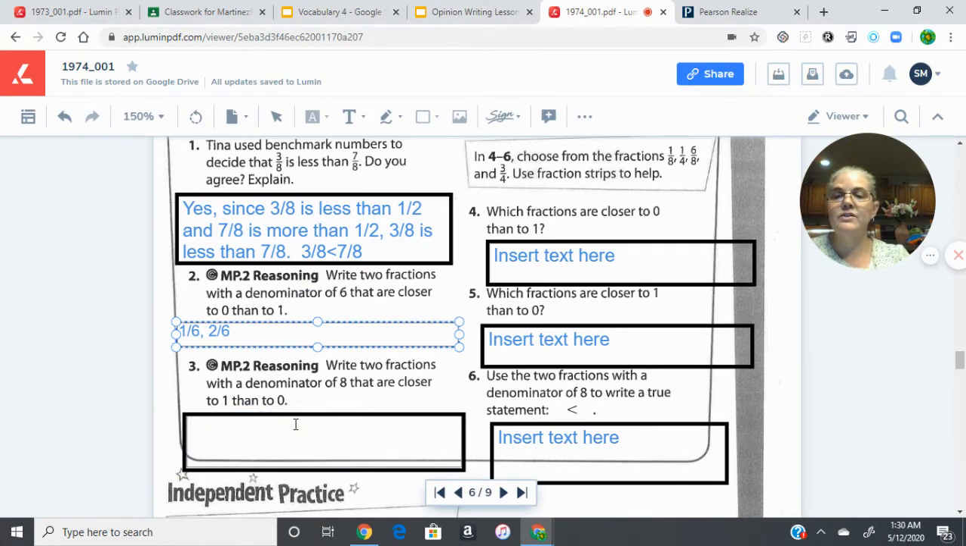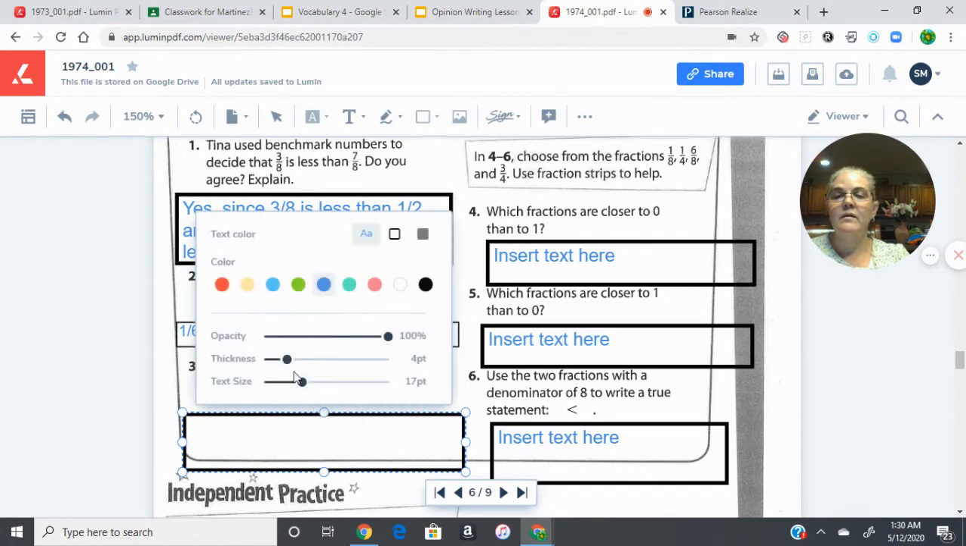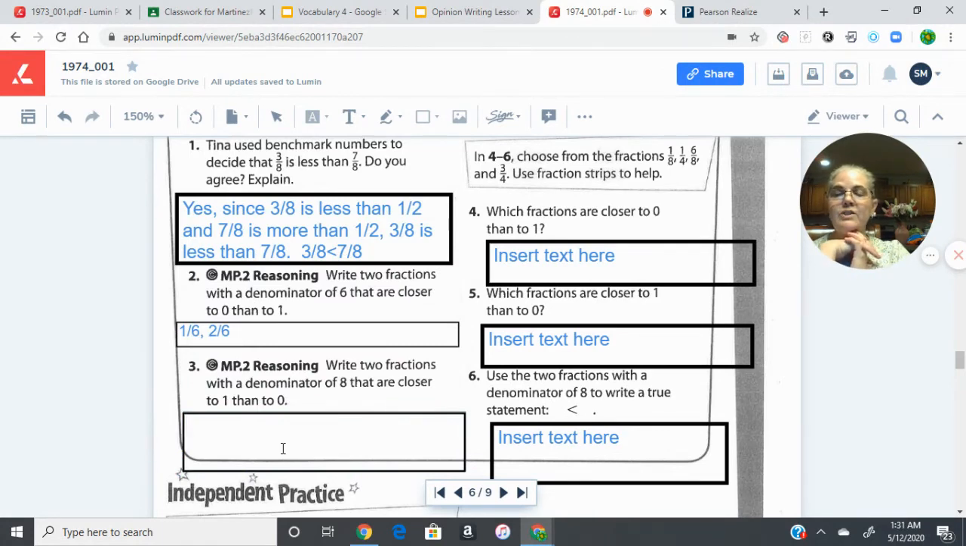This one says write two fractions with a denominator. Let's get that down. Whoopsie, a little bit more uniform here. Write two fractions with a denominator of 8 that are closer to 1 than to 0. So we've cut it up between 0 and 1. Which one's closest to 1? If it's broken up into 8 pieces, we can't say 8/8, right? Because that is the 1. So we have 6/8 and 7/8. Those both could be closest to 1.